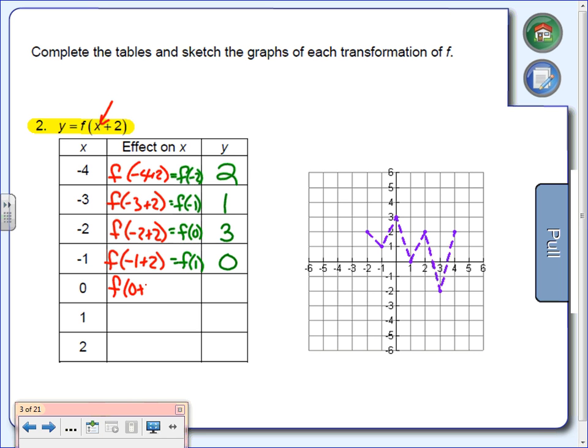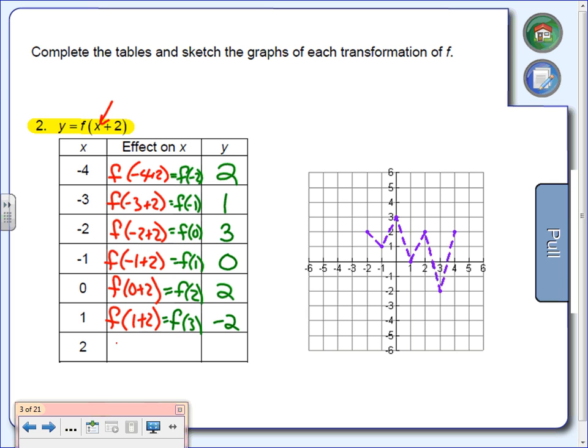Now let's plug in a 0. 0 plus 2 is 2. You look on that first page again, f of 2. F of 2 is going to be a 2. Now let's plug in a 1. 1 plus 2 is 3. So what I have now is f of 3. And if you look that up on the first page, f of 3 is equal to a negative 2.